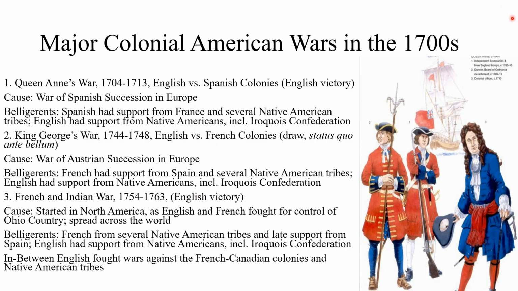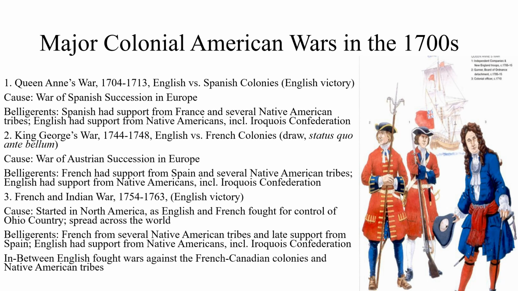Here are just some of the major colonial American wars that took place in the 1700s in which the Anglo-American colonies were involved. You have Queen Anne's War from 1704 to 1713, which was the English versus the Spanish colonies. This was an English victory. The Spanish had some support from France and from Native American allies. The English had Native American allies as well, including the very powerful, militarily powerful Iroquois Confederation.